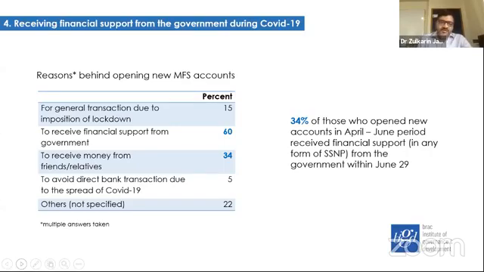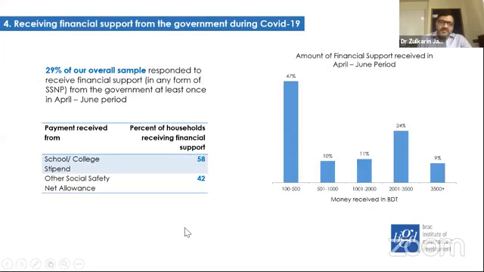And in the next one, we see that 29% of the overall sample received support. This is about the overall sample, not the subset of the new accounts. So 29% of the overall sample already received financial support from government. And we wanted to know a bit more about what kind of support they received. School stipend payment was 58%, and the rest, 42%, received safety allowances and social safety allowances.